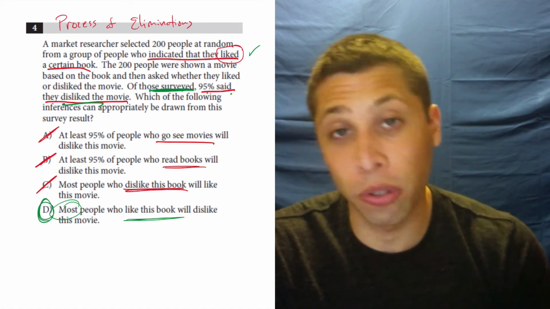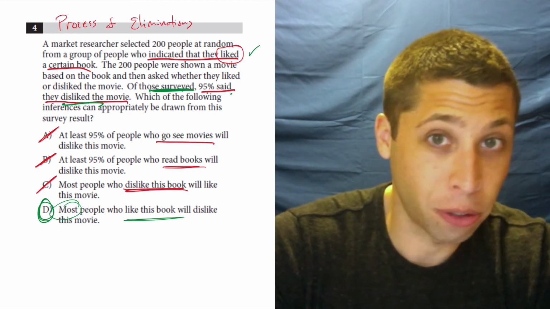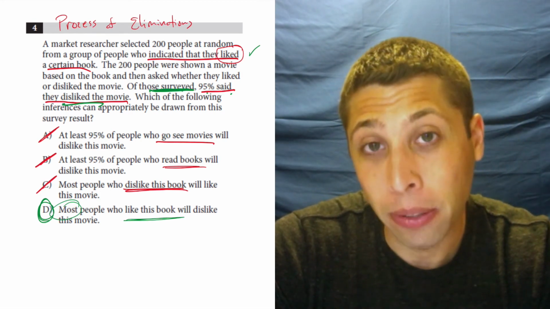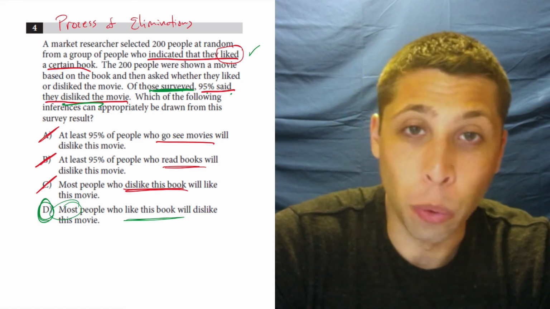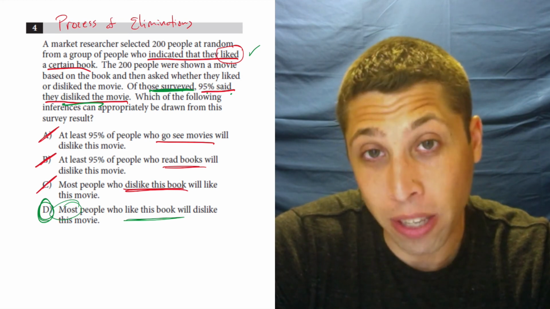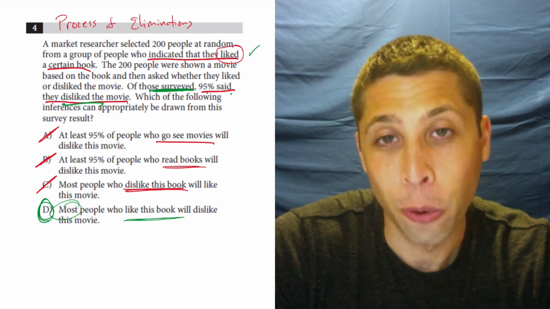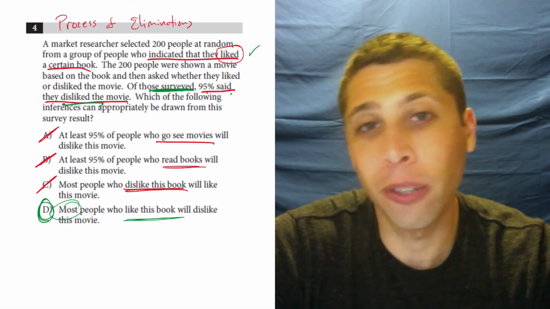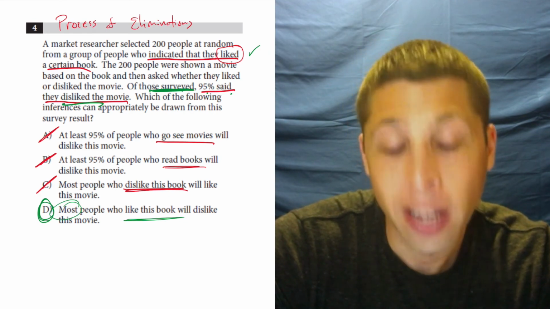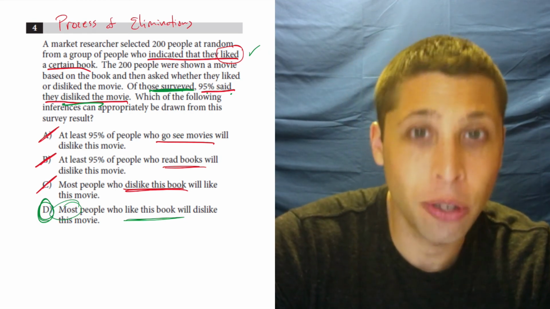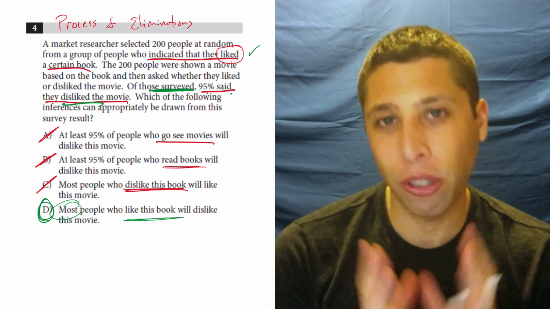It's reasonable to assume that if we went out into the general population and asked another 200, another 2,000 people who liked this book what they thought of the movie, most of them would say that they did not like the movie. So it's a reasonable assumption, but notice it's really just based upon the original sentence. Who did we ask? Who are we including in this survey? When we do these statistics questions, we are not allowed to drift from the original survey. We have to stick to what was asked and who we asked and try to just be as close to that original conclusion as possible.